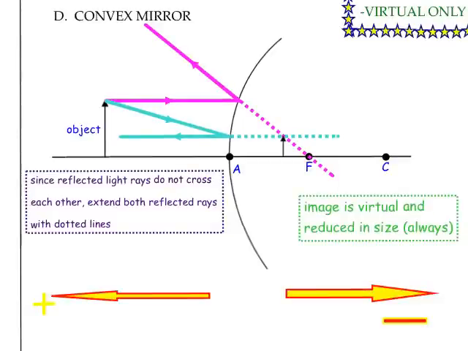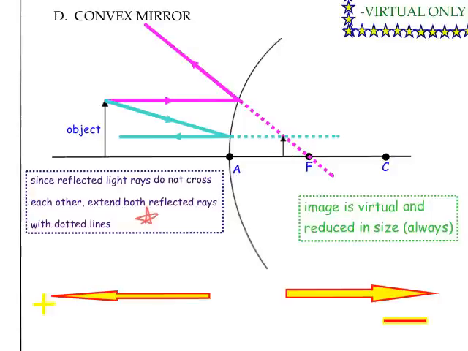So I have the nicer, prettier version with a few extra notes for you if you would like to write these down. A convex mirror, remember, will only have a virtual image no matter what. So every ray diagram for a convex mirror is going to look like this one. So here's the tip. If your reflected light rays do not cross each other, extend both reflected rays with dotted lines. That's going to be really important. And the image is virtual. We can tell that by it being right side up and the dotted lines crossing.